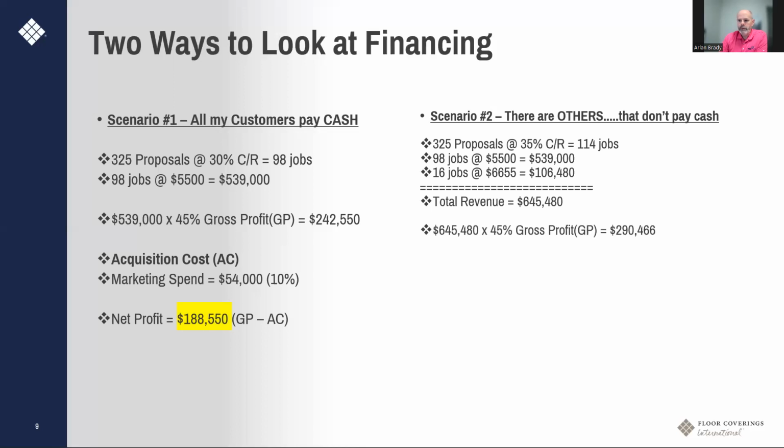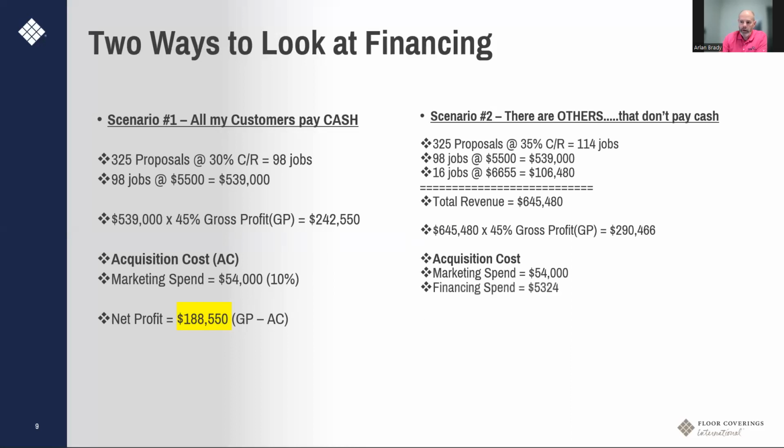Same gross profit percentage, so $290K in the bank, right? Except we still have to spend the marketing. Well, on the marketing, I don't need to spend extra marketing to pick up these other customers. This marketing spend is what allowed me to write 325 proposals. It's the same marketing spend to get to 325 proposals. So I don't need to spend more marketing money to get to the same customers. The higher close rate is where I'm getting the extra money, right?